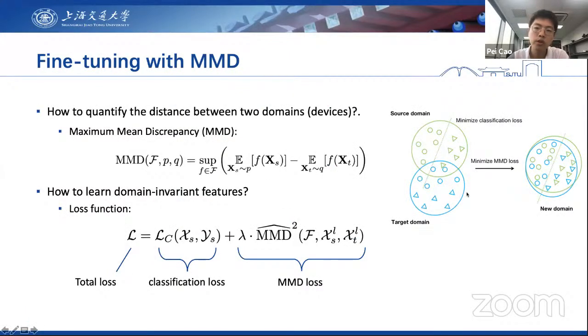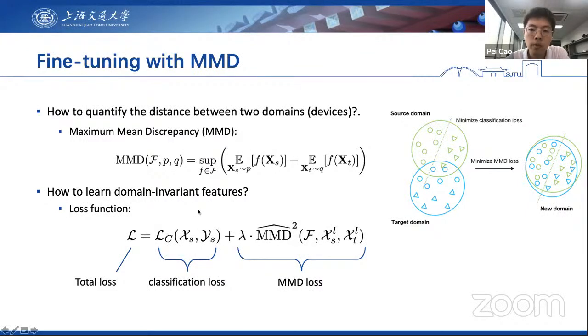So in order to capture the discrepancy information, we must decide how to quantify the distance between the profiling and attack traces. In this work, we introduce the maximum mean discrepancy, which is a standard distribution distance metric and has been widely used in many other transfer learning tasks.